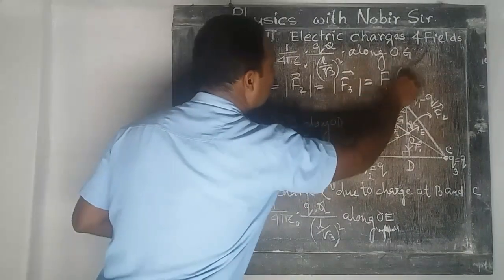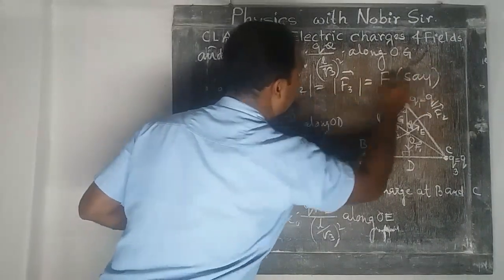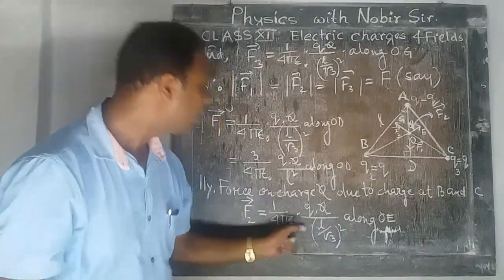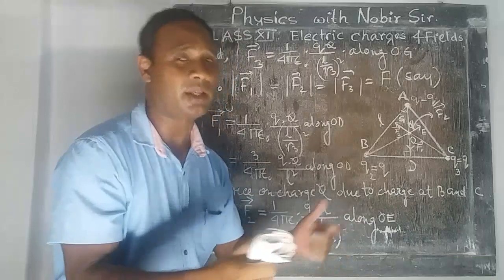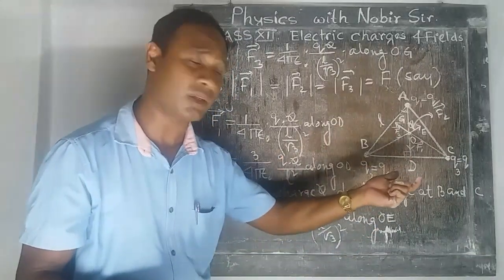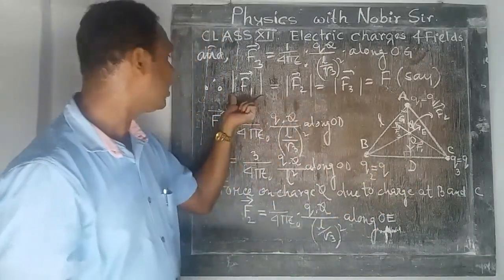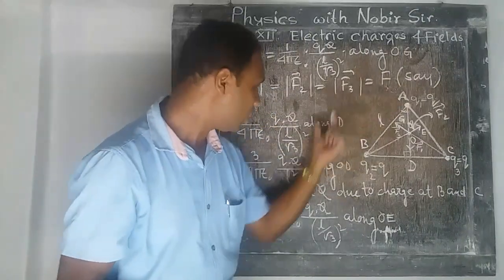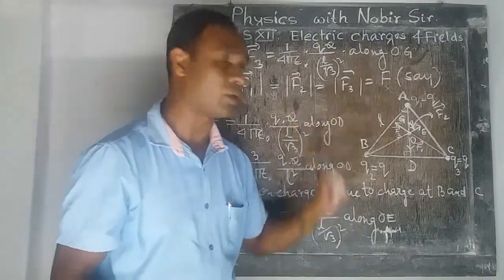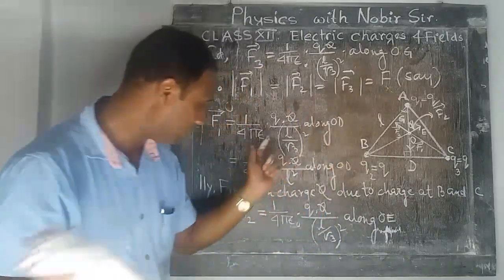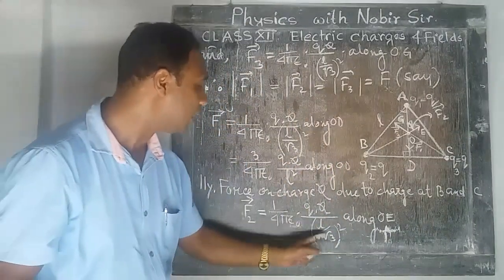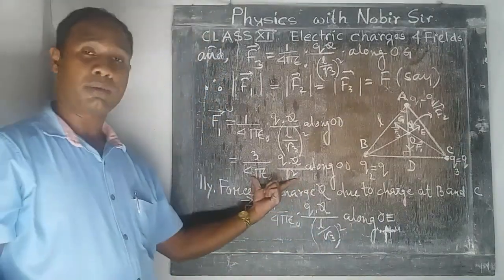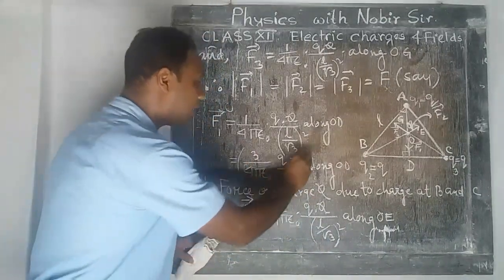Say we call this one F, force. Simply suppose we call this one F, because all the forces have the same magnitude but the directions are different. Direction we will discuss later, but this indicates magnitude. So magnitude I have called F because it is convenient for calculation. Suppose this one F means what? F means 1 by 4 pi epsilon q by L by root over 3 whole square, this amount we call F.